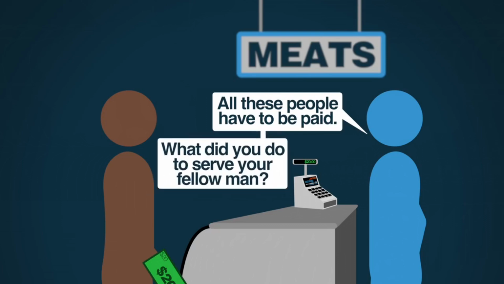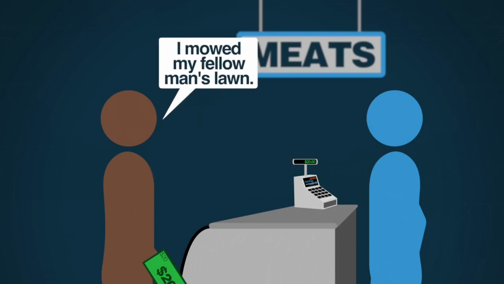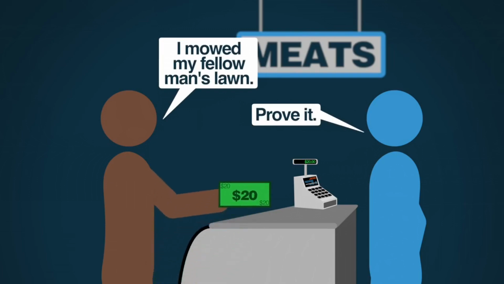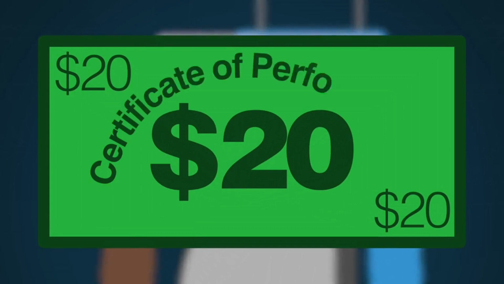All these people have to be paid. What did you do to serve your fellow man? Well, I say, I mowed my fellow man's lawn. And the grocer says, prove it. Then I offer him the $20. Think of the money that you've earned as a certificate of performance. It's proof that you've served your fellow man.